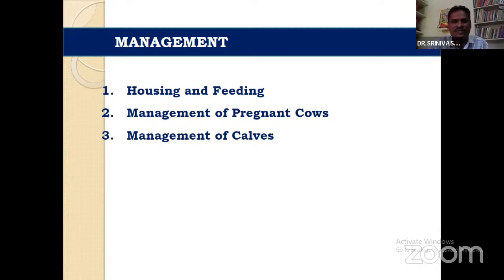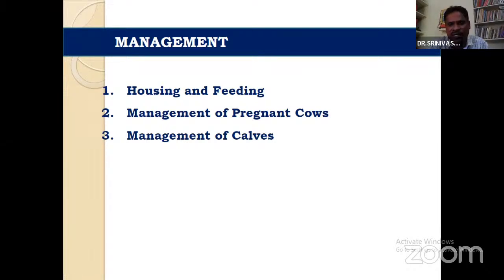I will not go very deep into the management aspects, because management is a very big subject. If I go very deep into it, it will become training. So I will explain some important things regarding cow management. Especially in cow management, we need housing and feeding, and management of pregnant cows. We have different aspects in the management of cows.